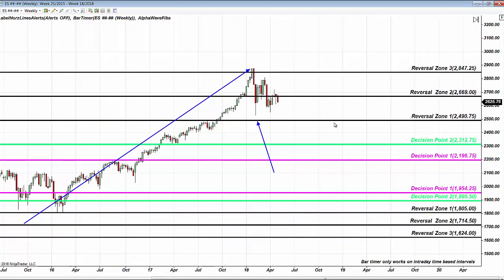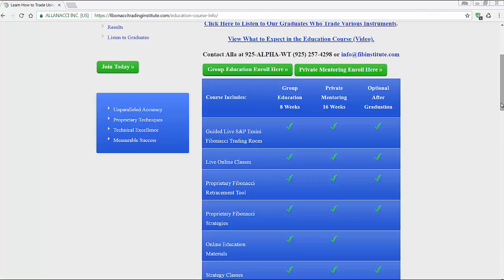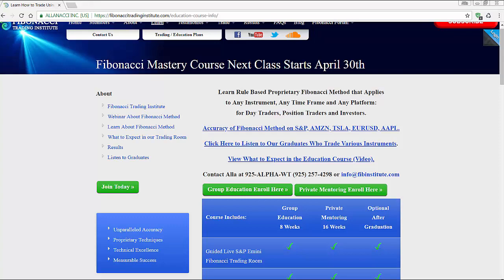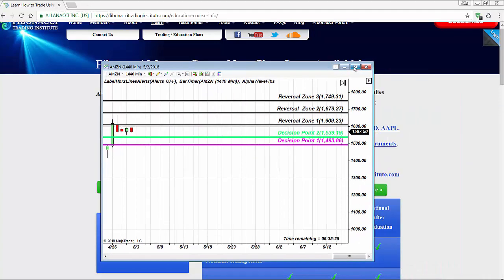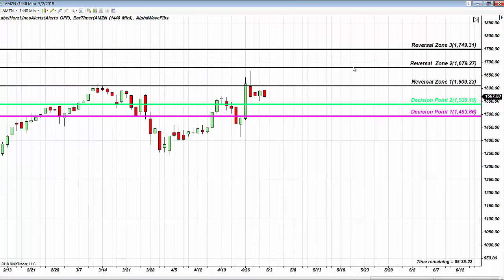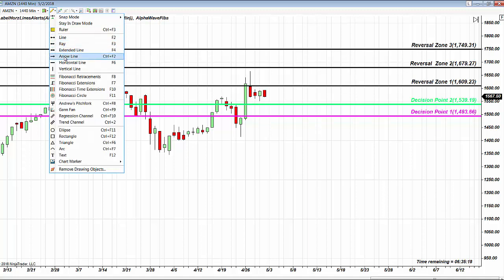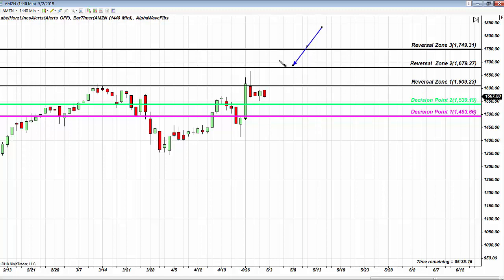Next question. Amazon today coming up. Excellent question about Amazon. Here's a reminder of the power of Fibonacci. Bias on Amazon firmly bearish. Where is the selling pressure on Amazon coming from? From the Fibonacci reversal zone. I have no idea what the latest news on Amazon is. It does not matter to me. The only thing that matters is Fibonacci.